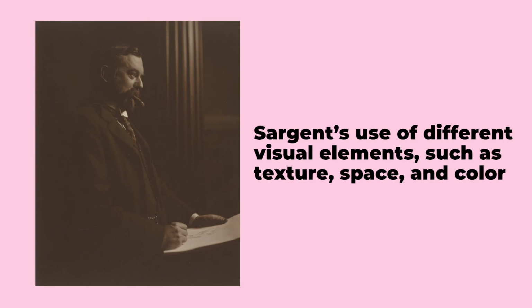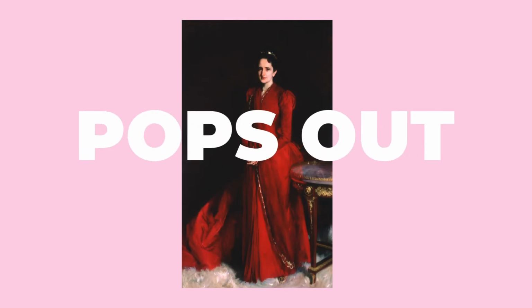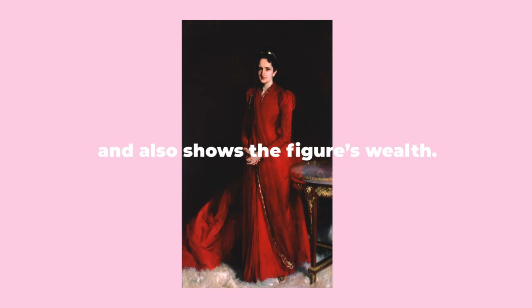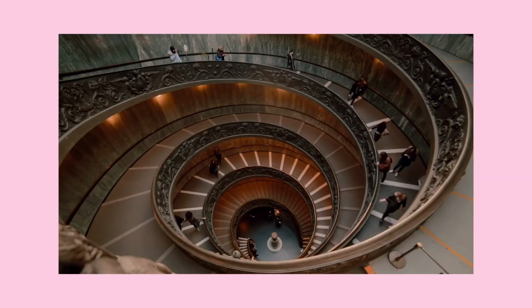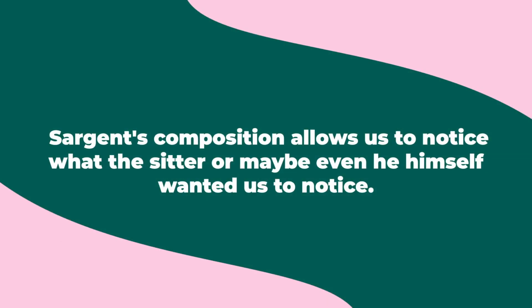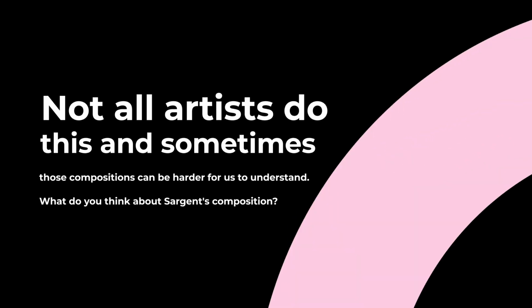Altogether, through Sargent's use of different visual elements such as texture, space, and color, his composition gives viewers a portrait where the figure pops out at us and also shows the figure's wealth. A win-win for the sitter, aka Margaret, but also for us as viewers, because Sargent's composition allows us to notice what the sitter, or maybe even he himself, wanted us to notice. Not all artists do this, and sometimes those compositions can be harder for us to understand.